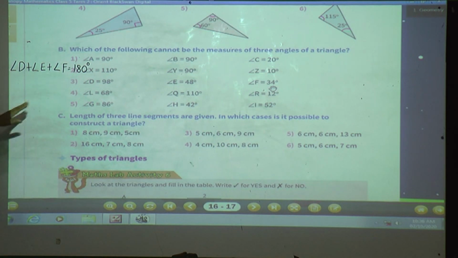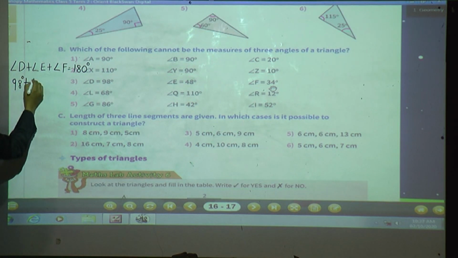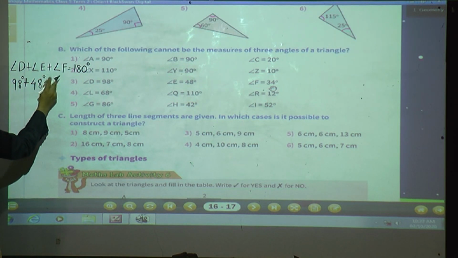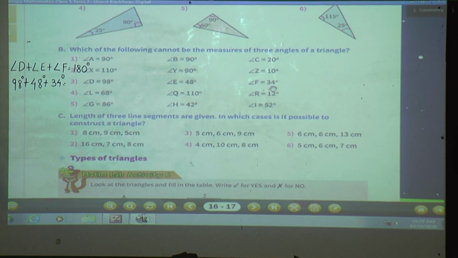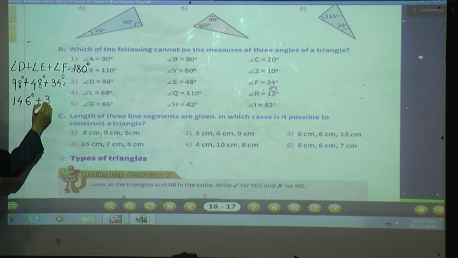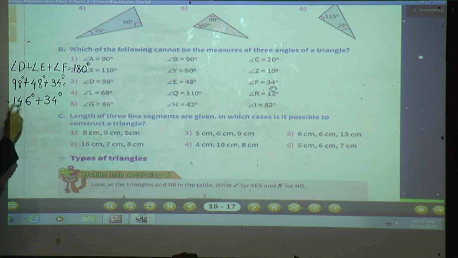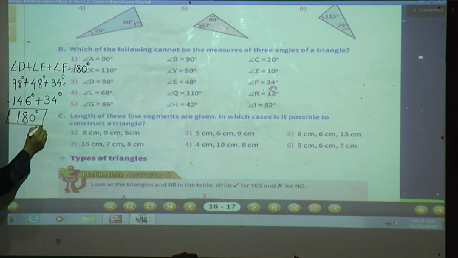Now students, angle D is 98 degree, angle E is 48 degree and angle F is 34 degree. So just add all these three angles. 98 degree plus 48 degree, how much? 146 degree. Again this 34, add in it. So what do we get? What is the addition of these two numbers, students? Yes, 180 degree. Very good. The answer is 180 degree.